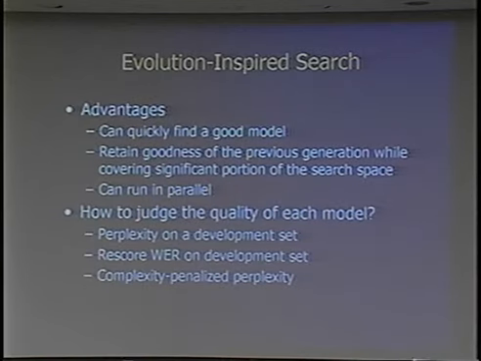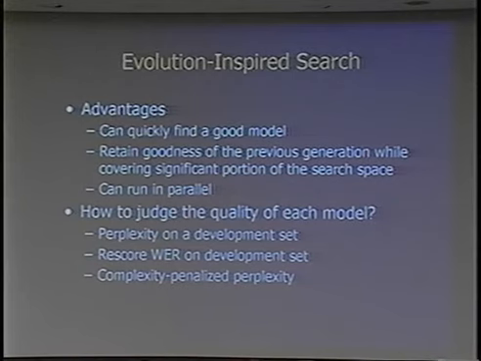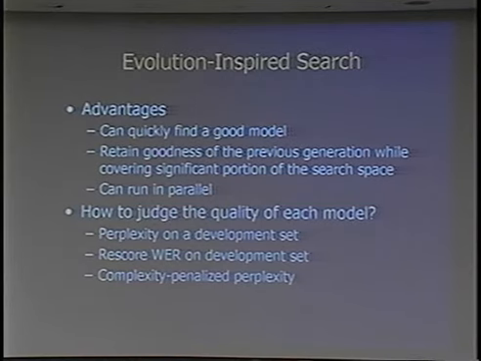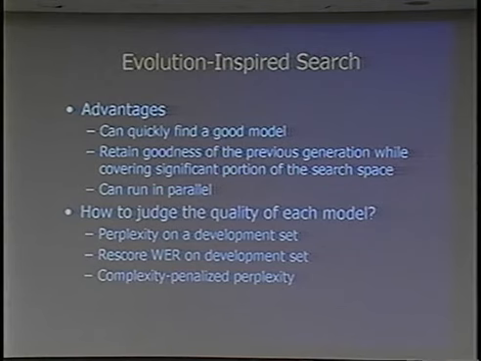There are a couple of advantages to this. First, this can find some good models quite quickly. The reason is that in each step, we try to maintain all the good parts of the previous generation. The other advantage is that this can be run in parallel, because for a set of language models, we can train them and score them individually, and this process can be implemented in parallel.